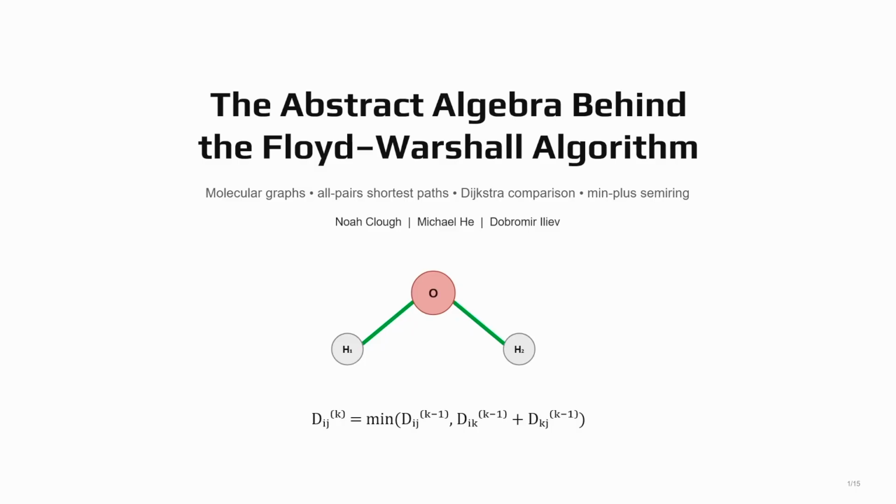We will use molecular structures, specifically of water, to demonstrate the Floyd-Warshall algorithm, and why we use this specific algorithm as opposed to more famous graph algorithms like Dijkstra's. We will also build towards the intuition and knowledge to be able to understand what it means that this algorithm naturally operates over the min-plus semiring.